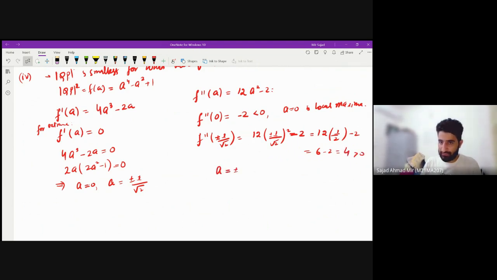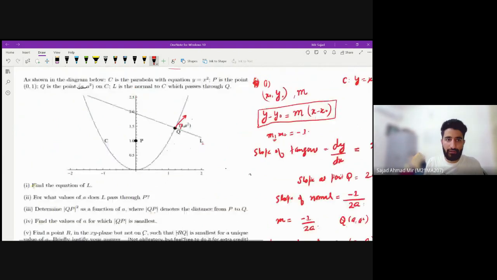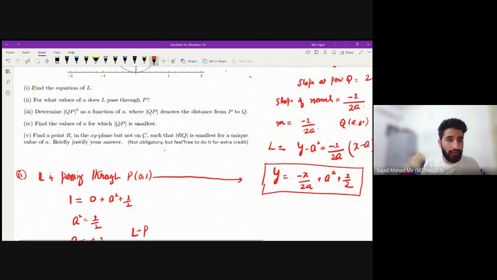So a equal to plus minus 1 by square root of 2 are points of minima. So for these values of a, the distance between Q and P is minimized. If we look at the last part of the question, it's saying that we have to find a point R in the xy plane, but not on the parabola C, such that the distance RQ is smallest for a unique value of a.